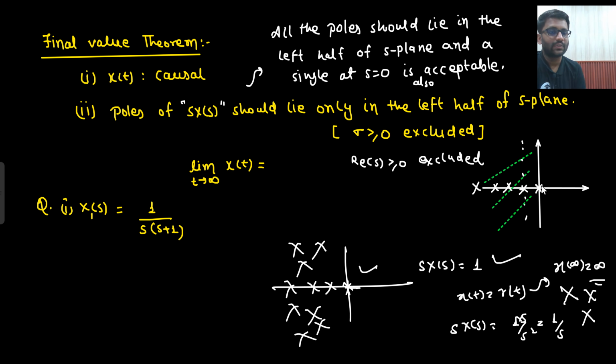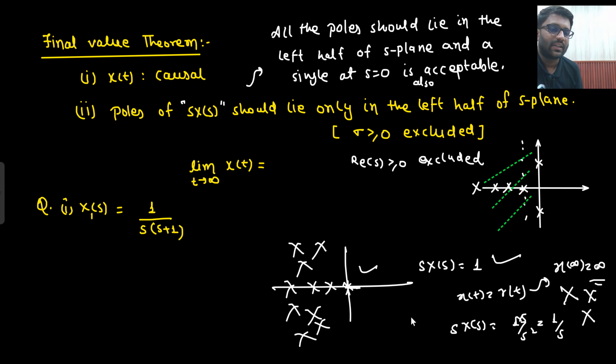Okay, so if two poles are coming at the origin, then it is not accepted. That's why I multiply s with X(s). So any of the statements you need to remember, okay? And this is about the origin only. Let's just say if my single poles were here.